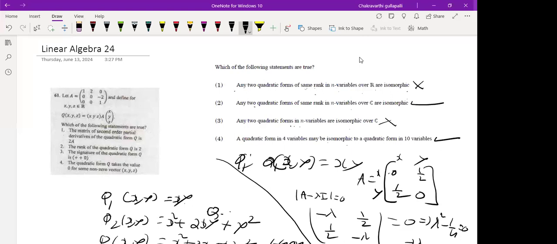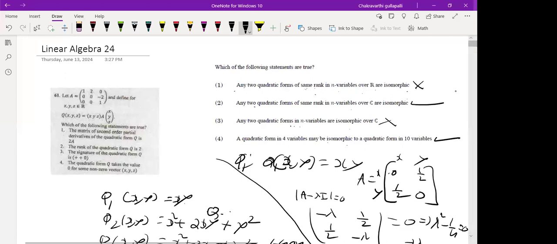In 4 variables, a quadratic form. In 10 variables, a quadratic form. Both should have the same rank, same signature, same index. Can we create an example? If we can create an example in 4 variables and 10 variables, then we can say yes. So what is the example we are having?